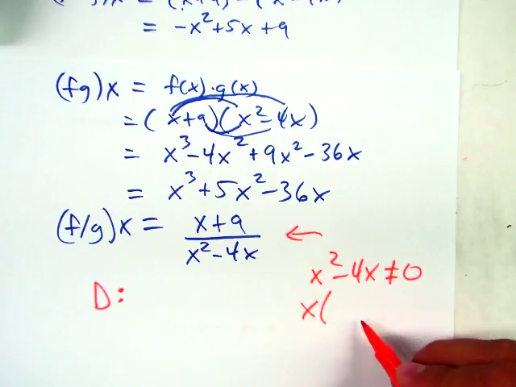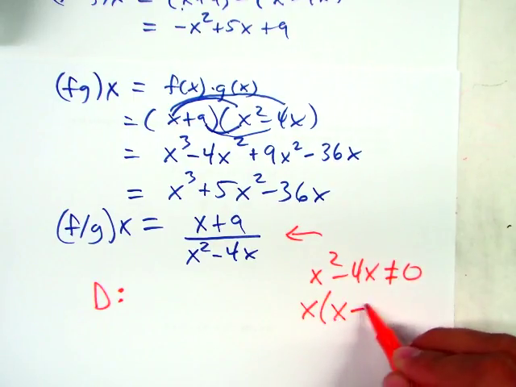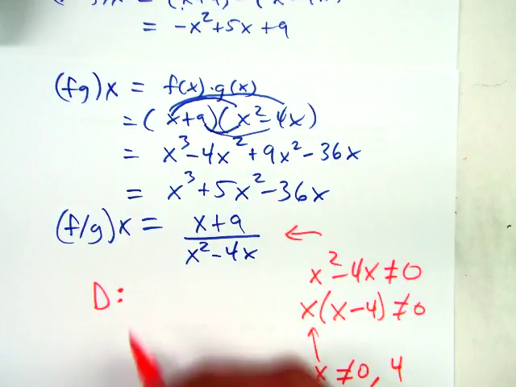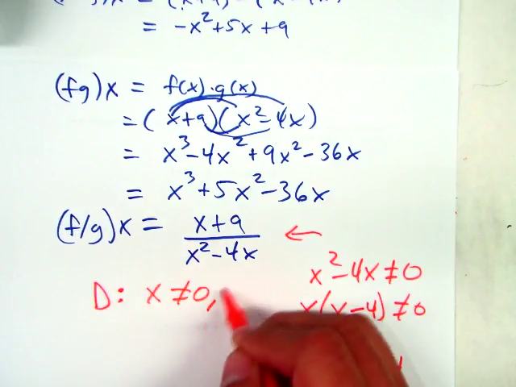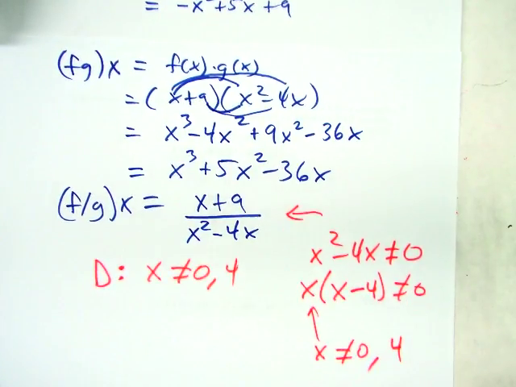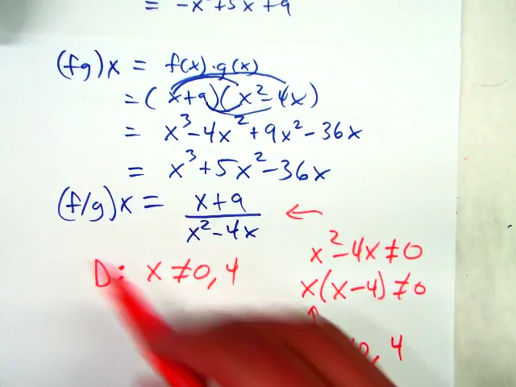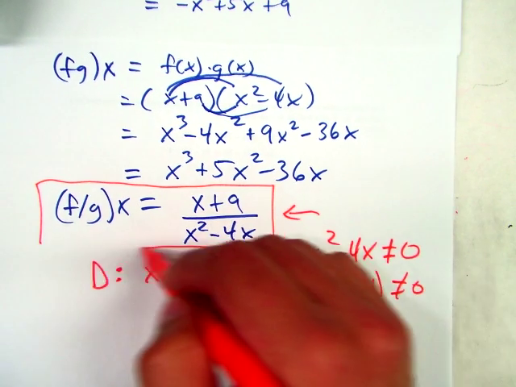X times x minus 4 cannot equal 0. So that means x cannot equal 0 or what else? Or 4. So you could either write it as x not equal to 0 or 4, or if you want to do interval notation, let's... So is the answer for f divided by g of x going to be x? Yes, that's the answer.